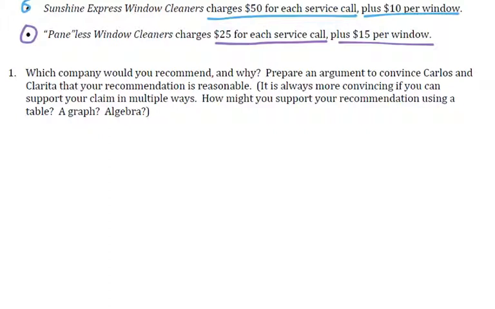Okay, so we need to be able to provide some sort of evidence to Carlos and Clarita of which company is the better company to choose. Prepare an argument to convince Carlos and Clarita that your recommendation is reasonable. Essentially, we need to show it with math. So, there's multiple ways that we can do this, right? Those math models we have: you could do a table, a graph, algebra, or an equation would be something else we could do. A picture or diagram, something like that, could be helpful.